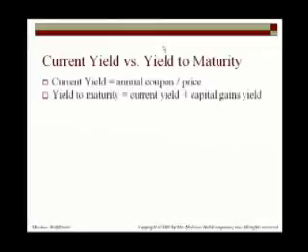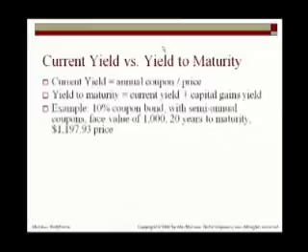If you have a discount bond, the exact opposite is going to happen, and the bond price is going to work its way up to $1,000. So if you have a premium bond, you're actually going to have a capital loss, and if you have a discount bond, you're going to have a capital gain. So let's look at an example here.